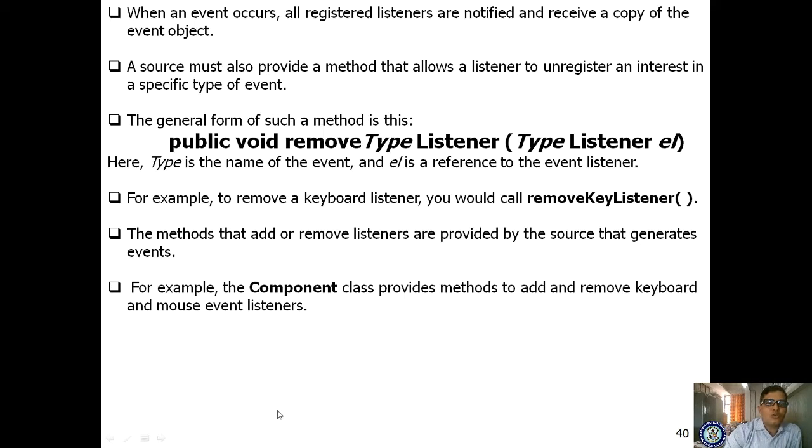A source must also provide a method that allows a listener to unregister its interest in a specific type of event. Sometimes the source also provides a method for listeners to unregister themselves. To stop a specific type of event from executing, we can use the unregister method. Let us see the syntax: public void remove Type Listener, so we can remove that particular listener.